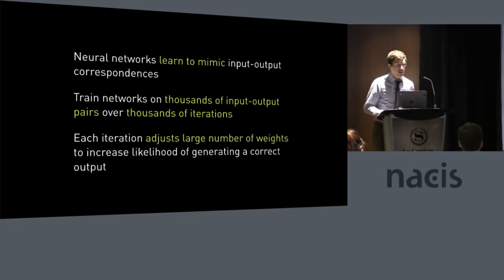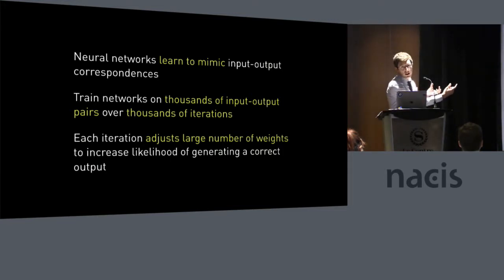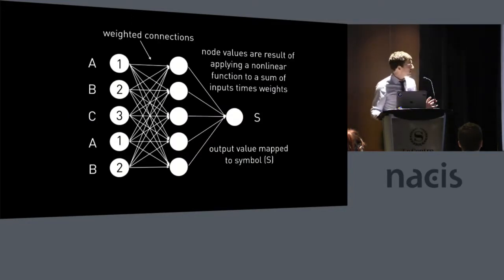And we train these networks on thousands of input-output pairs, so examples of Bluffton spelled as it is in English and then its IPA realization, an International Phonetic Alphabet for its pronunciation. And we train the network over thousands of iterations over that data called epochs. And each iteration or epoch adjusts a large number of weights to increase the likelihood of generating a correct output. So just to visualize this with a simple feed-forward neural network with one layer, we first convert the input string, which I've just used ABC, AB here to represent, to a numerical representation.